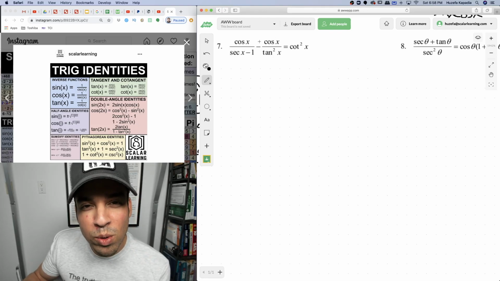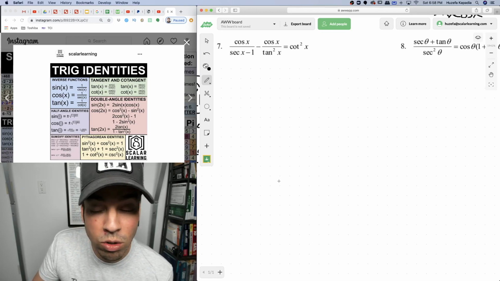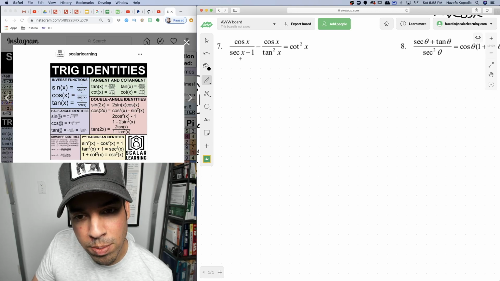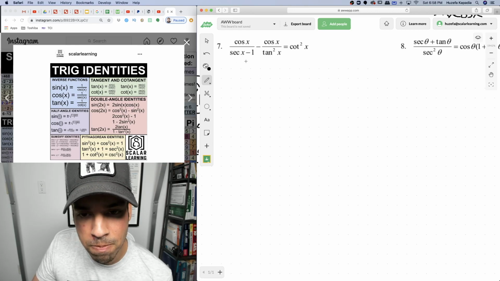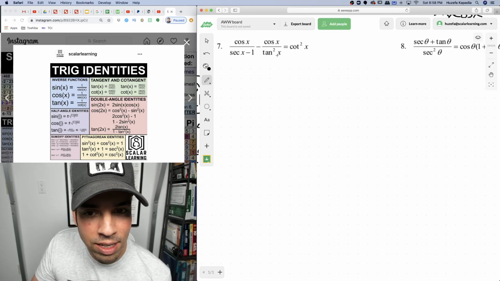It's a complicated one. Now all we want to do is, on the other side, get that nice and simple cotangent squared x. So I look at these and say, well, I probably want to consolidate these somehow, get them over one denominator because I only have one term there. And I see a secant and I see a tangent.